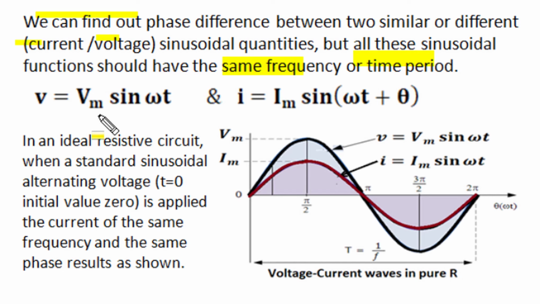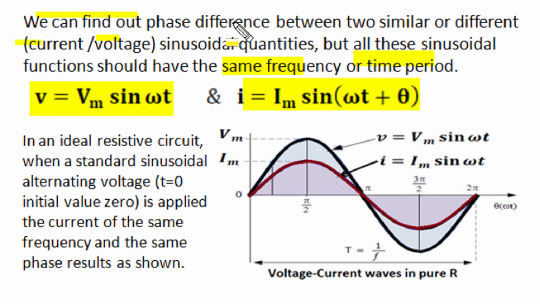We are given two sinusoidal quantities, one is voltage with amplitude Vm and standard sinusoidal format Vm sin omega t, whose phase angle is considered as 0, and the second is current Im sin omega t plus theta with phase angle theta, and here this theta is the phase difference between current and voltage.